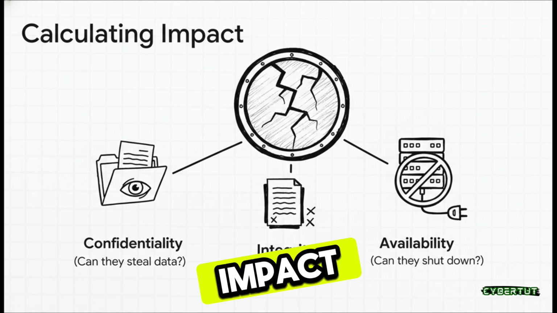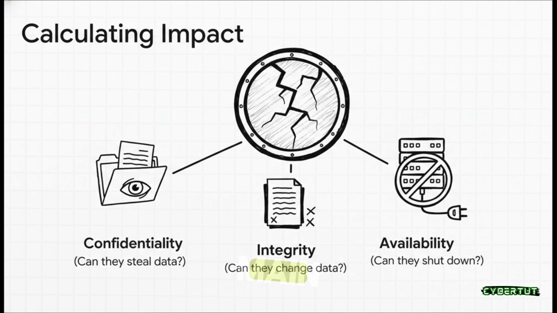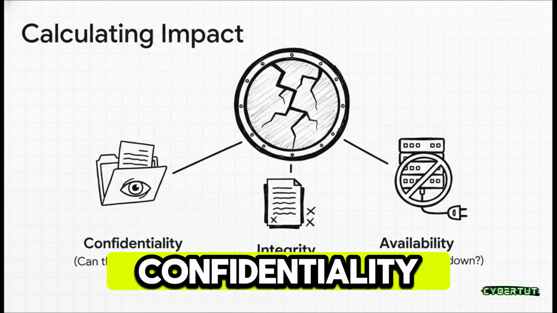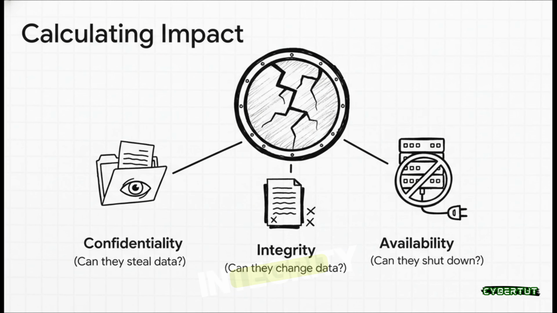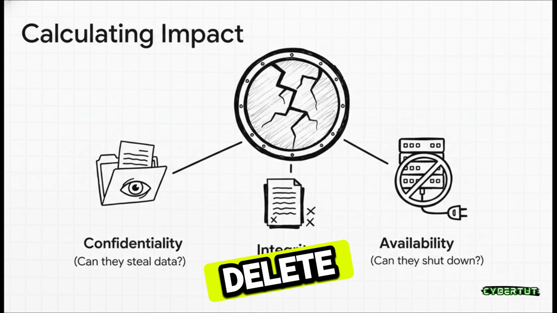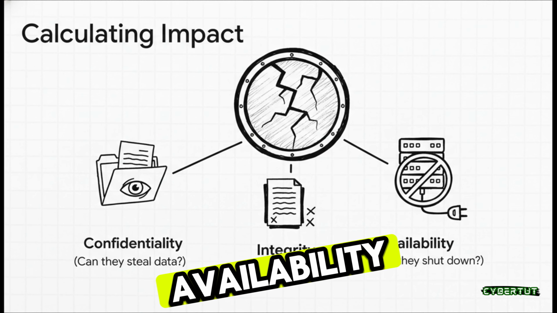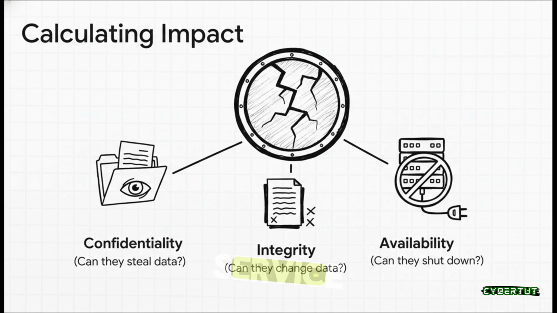Next up, impact. This measures the damage across three main categories. First, confidentiality. Can the attacker steal secret information? Then there's integrity. Can they actually change or delete your data? And finally, availability. Can they just shut the whole service down, making it unavailable to everyone?